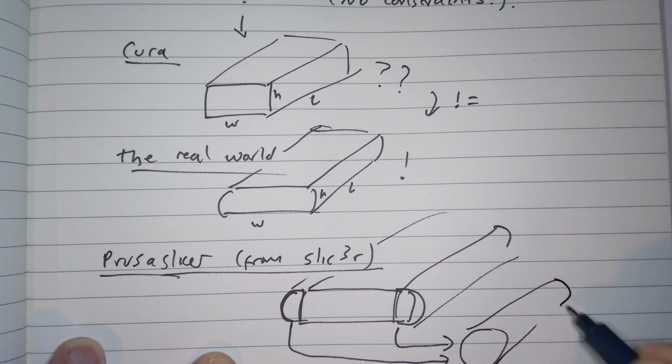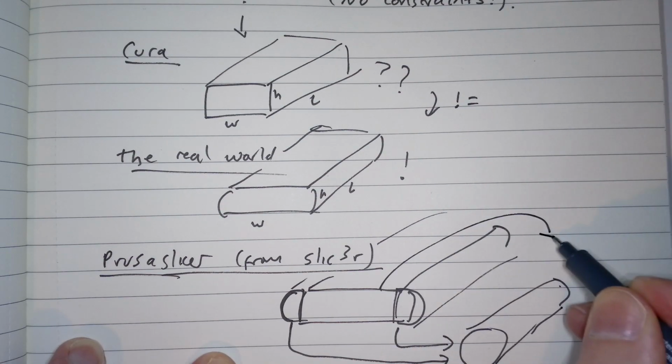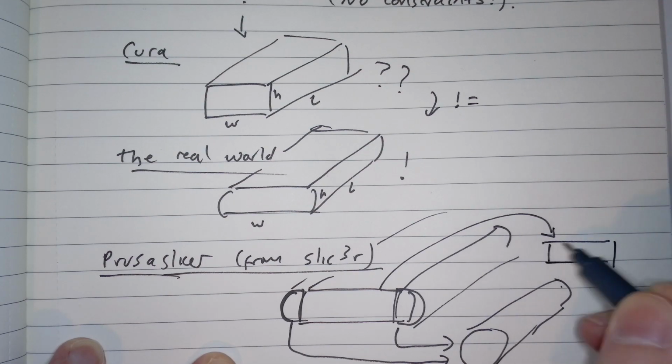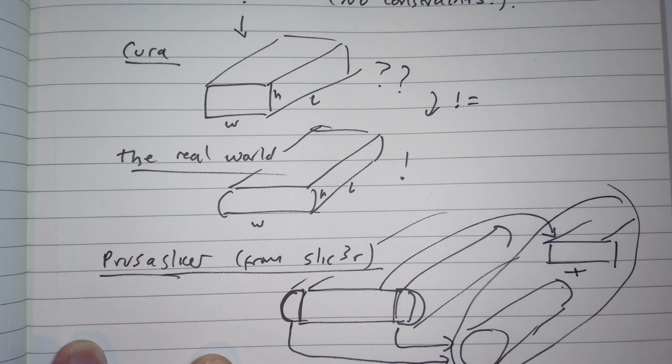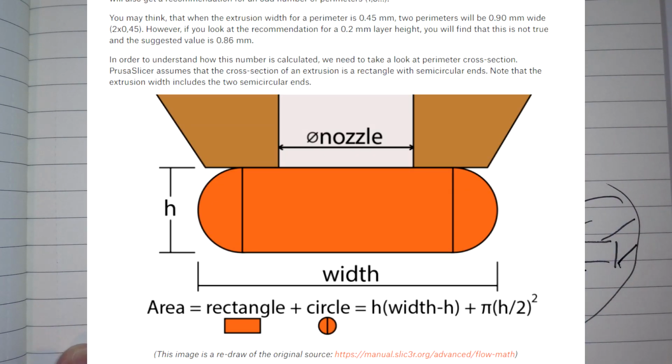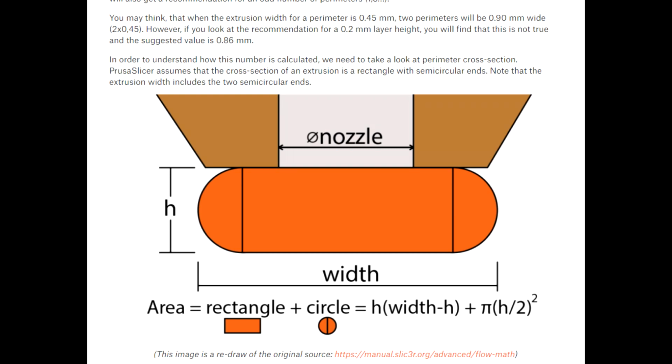I'll link to the relevant pages in the description again, but the general overview is that Prusa Slicer sees extruded lines as the real shape that they are, or a good approximation, and treats them as a rectangle with two small circles, one at each end, like this. The area is therefore calculated as the area of those two parts added together, which I think is pretty clever, and therefore the volume is that cross-sectional area multiplied by the length of the extrusion.